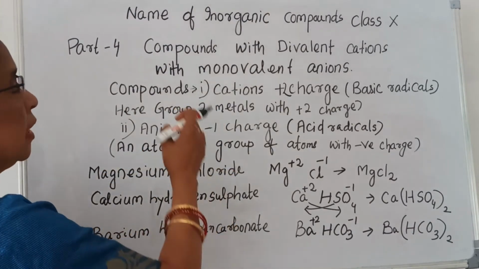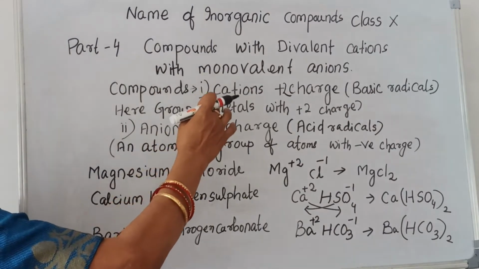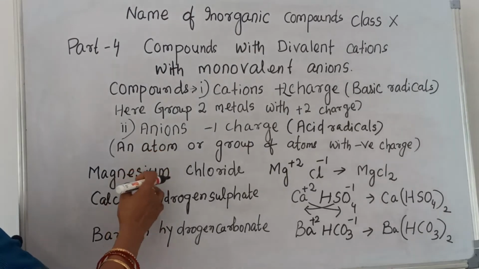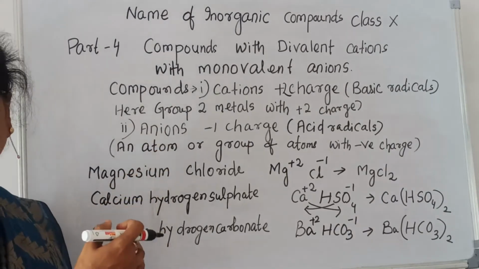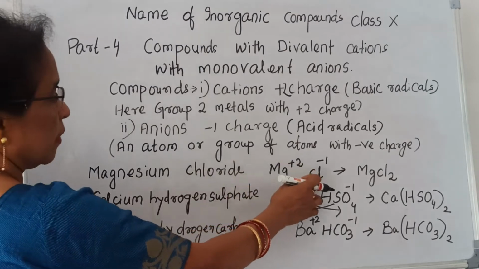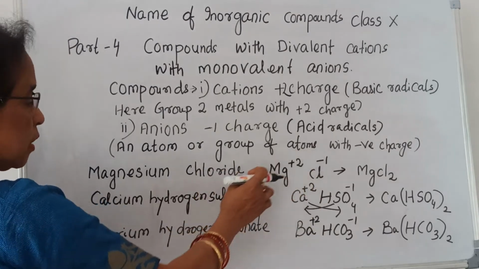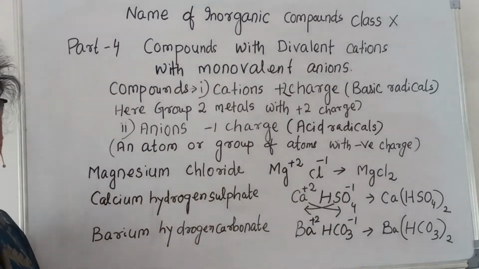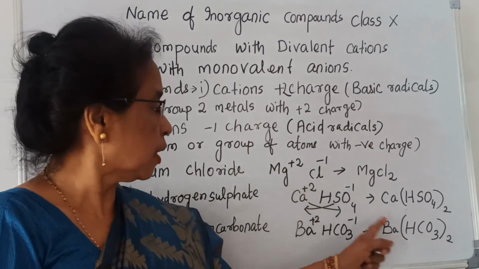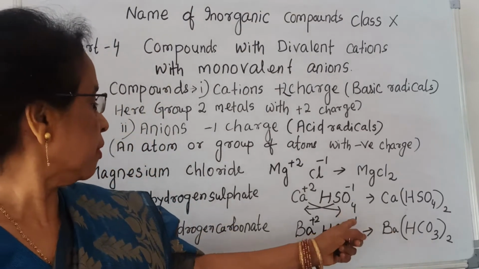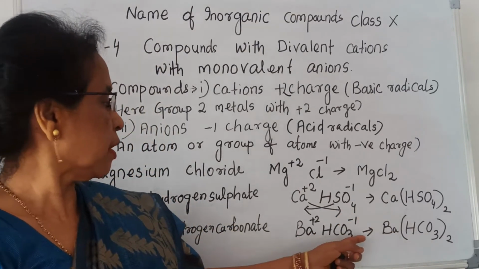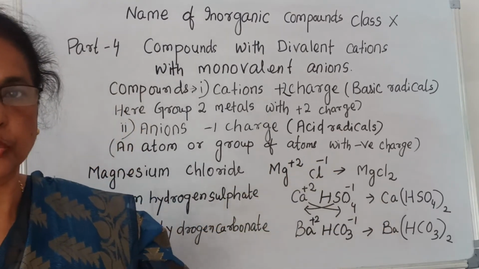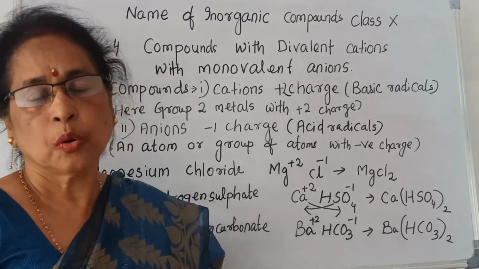So again remember this part 4, for divalent cation with monovalent anion. Magnesium, calcium and barium, all the metals belong to the second group, so they have +2 charge. Chloride is -1, hydrogen sulfate HSO4 is -1, HCO3 is -1. Here 2 will come to the anion side, 1 will come to the metal side. That is why these are the formulas respectively: MgCl2, Ca(HSO4)2, Ba(HCO3)2.